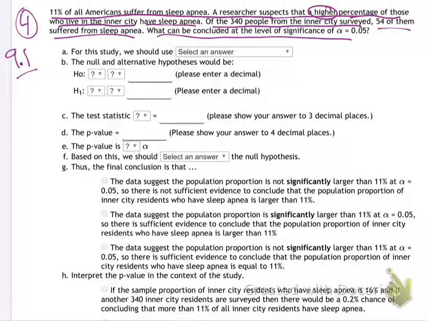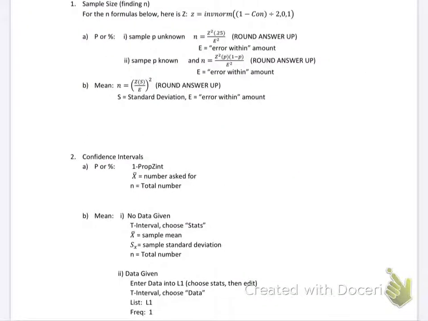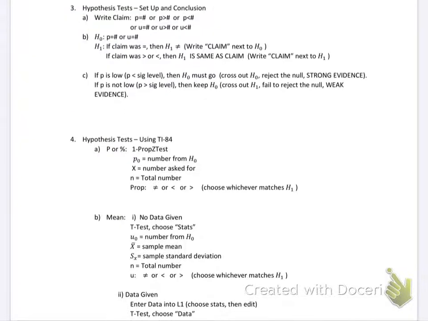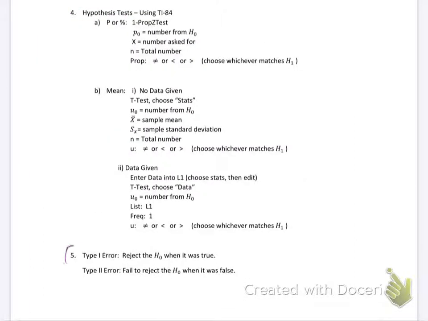Okay, this is a hypothesis test, which means we're testing a claim. So the first thing you do, here I've got the steps. This is the exam 3 notes that I passed out in class. This part is chapter 8, number 1 and number 2. If you turn the page over, this is again the exam 3 notes, number 3 and number 4, which notice is all about hypothesis tests. And then here's the last part from the exam 3 notes.